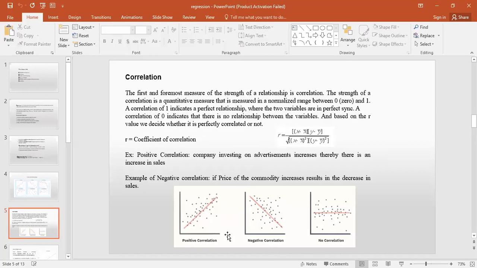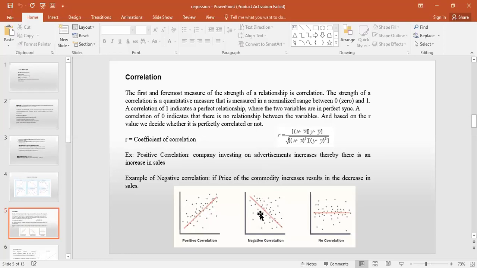Positive correlation is where the dependent variable varies according to the independent variable linearly. For example, take a company that invests a large amount in advertising. Their sales will also increase, as people get to know about their product more, which results in positive correlation. That is, the amount spent on advertisements is directly proportional to the sales.